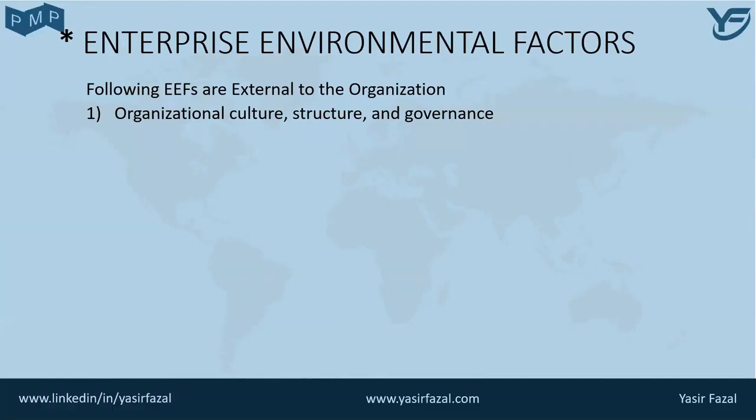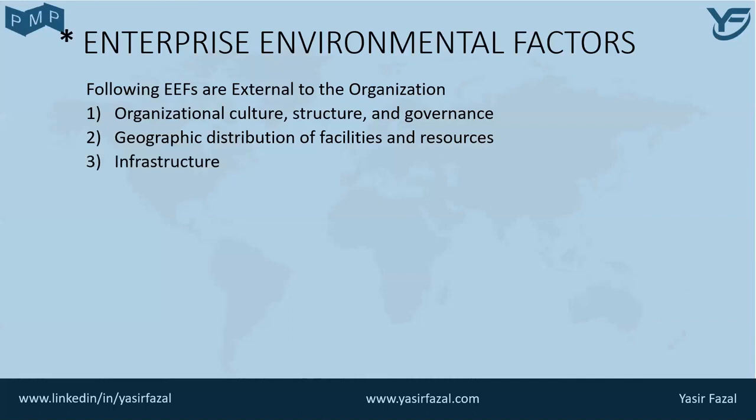Organizational styles, ethics, and code of conduct. Then comes geographic distribution of facilities and resources. For example, factory locations, virtual teams, shared systems, and cloud computing. Then comes the infrastructure, for example, existing facilities, equipment, organizational telecommunication channels, information technology, hardware, availability, and capacity.